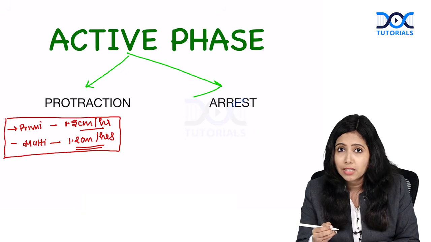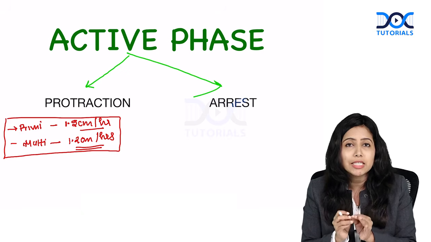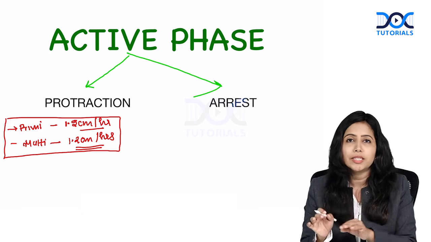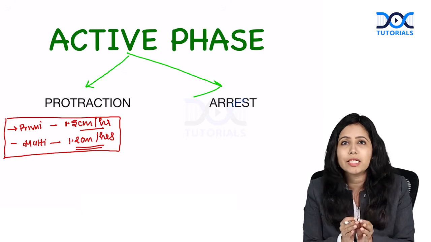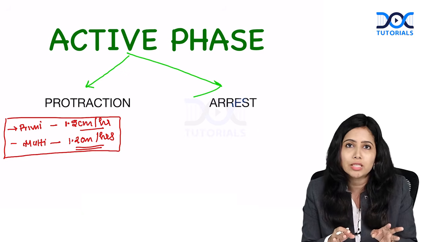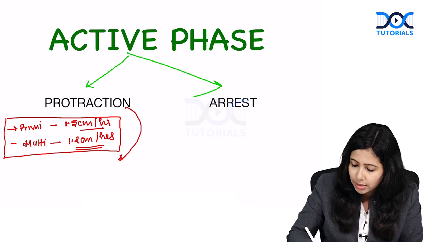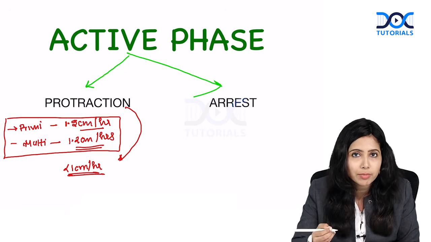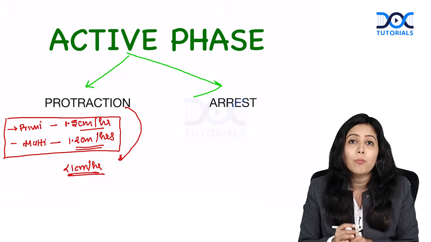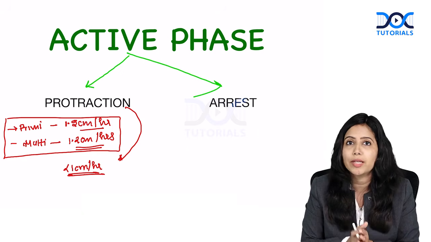We say that the active phase is protracted if the rate of dilatation is less than 1 centimeter. The WHO has given the cutoff of 1.5, 1.2. At least the woman should dilate 1 centimeter, whether it be multi, whether it be primi. So, if the rate of dilation is less than 1 centimeter per hour, we call it protracted active phase of labor. It is known as protracted active phase of labor.